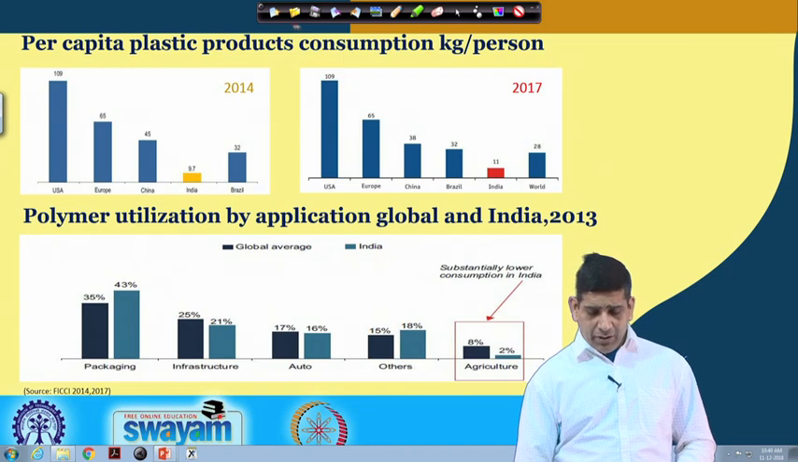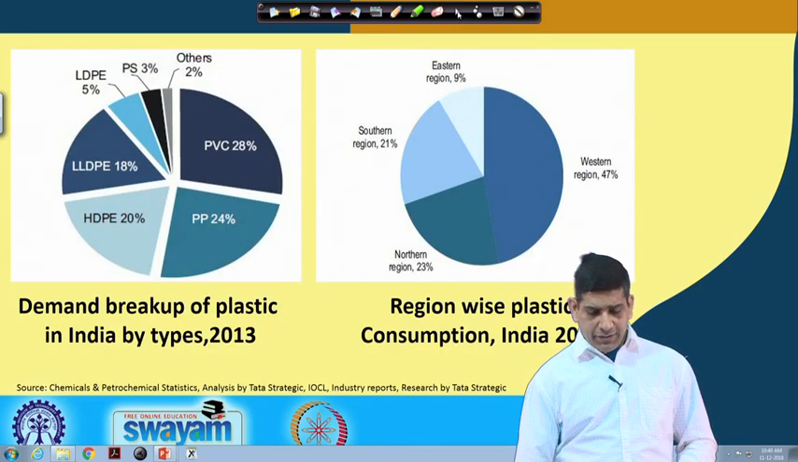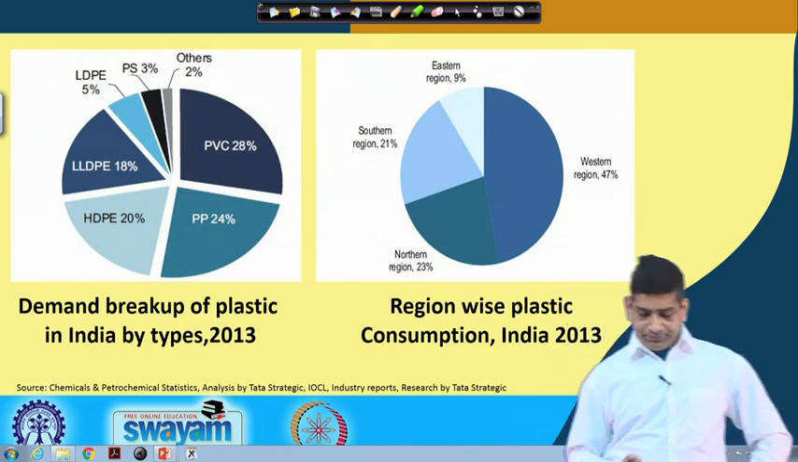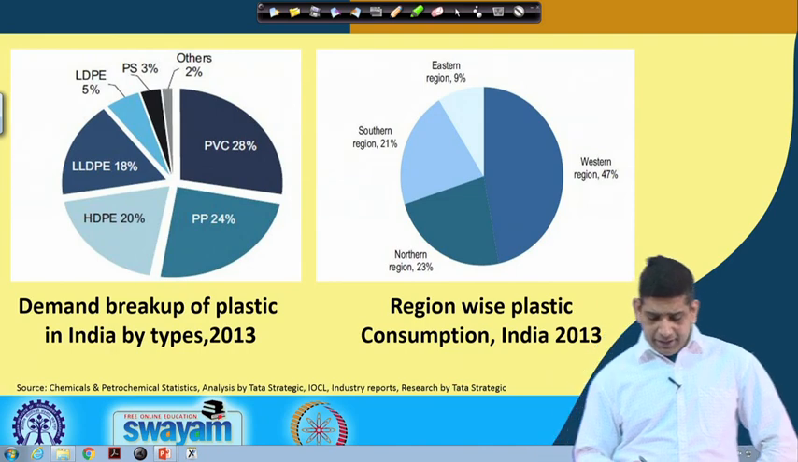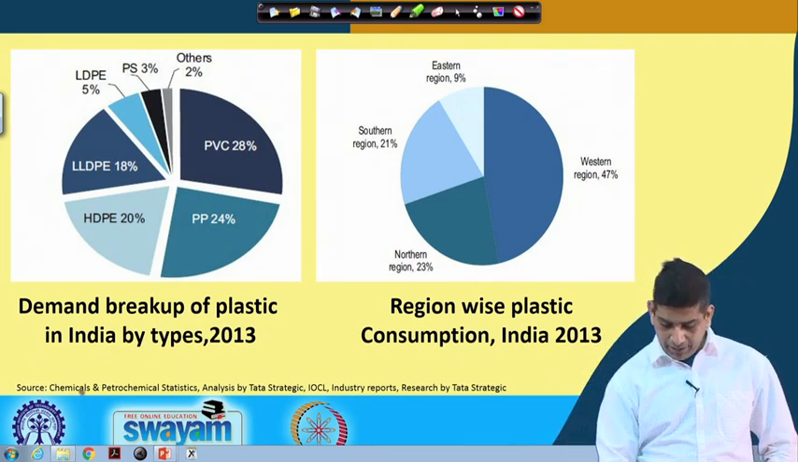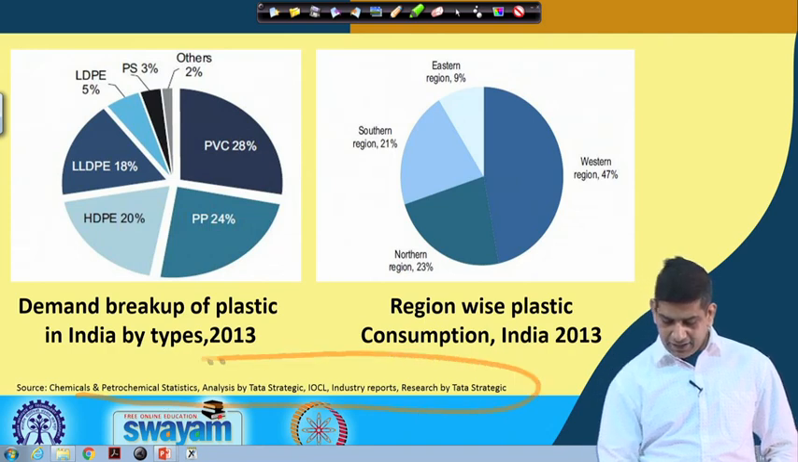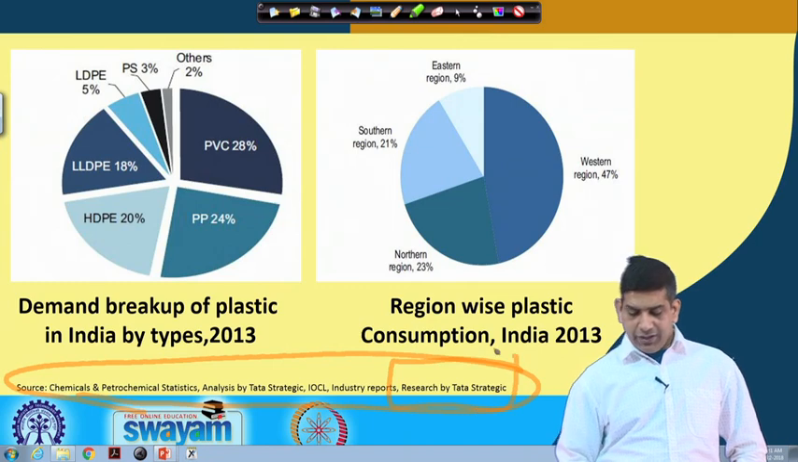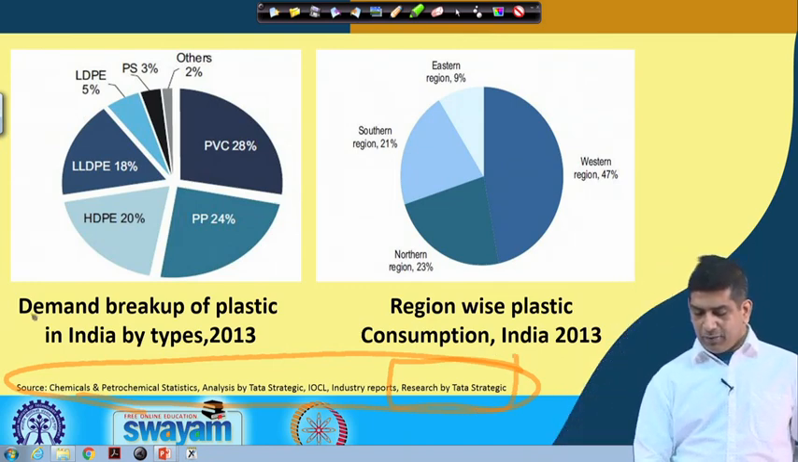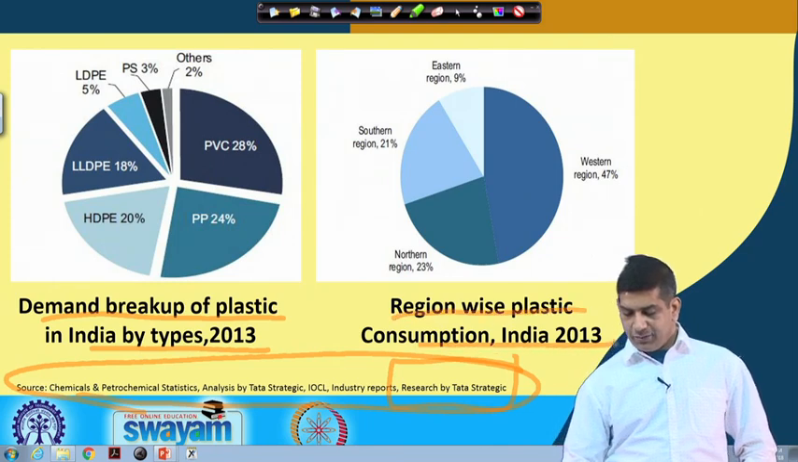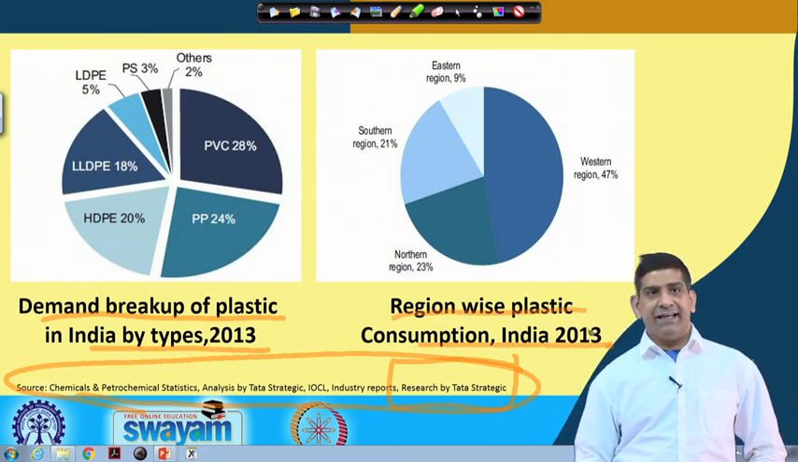The data came from FICCI, the Federation of Indian Chamber of Commerce and Industries. Now this particular information is coming from chemicals and petrochemical statistics, the analysis by Tata Strategic, IOCL industry reports, and research done by Tata Strategic. Here you see the demand and breakup of plastic in India by types, and plastic consumption by region, in 2013. Again, this data is from 2013.